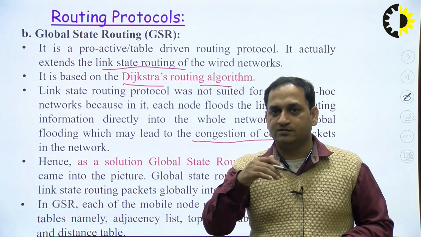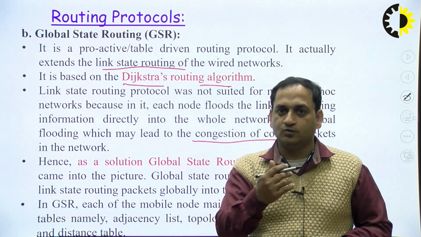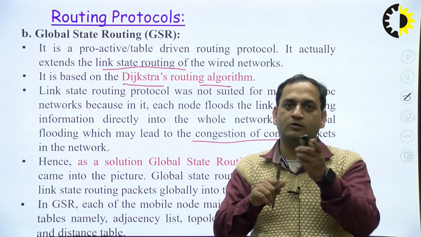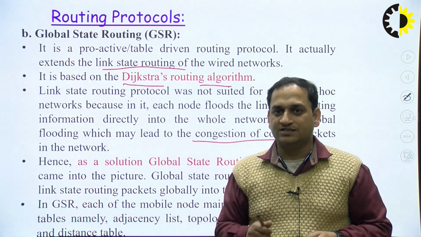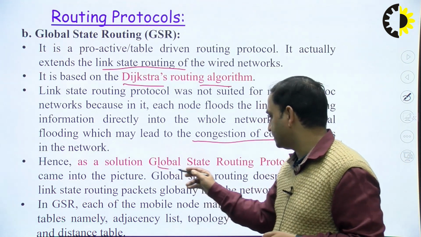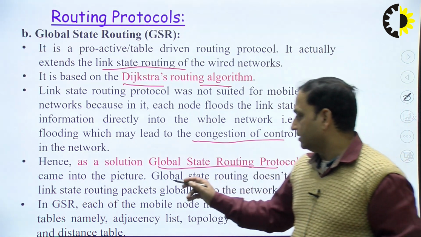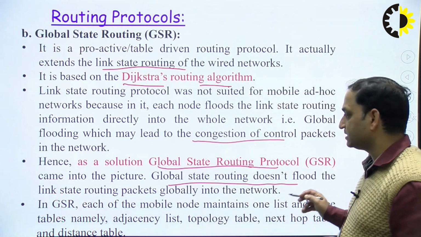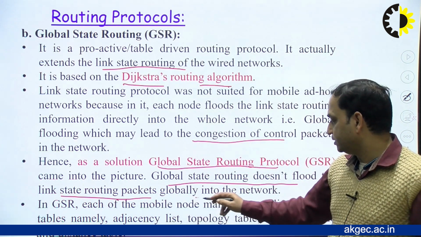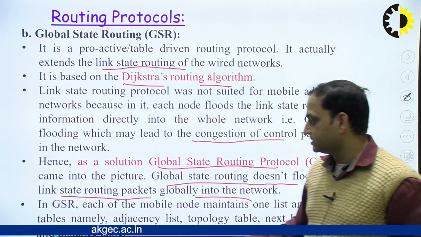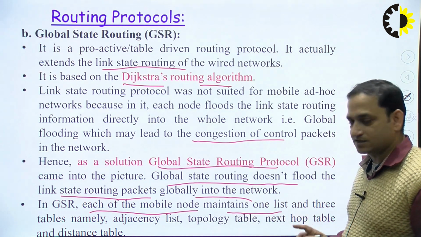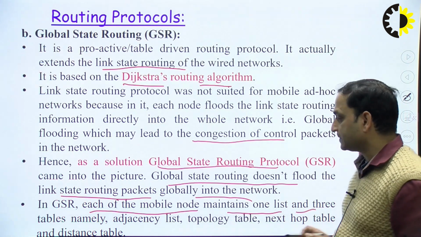If one node is transmitting or broadcasting information to all the users, then for a large network, what will happen? Congestion will occur. To avoid this situation, we have the global state routing protocol, which doesn't flood the link state routing packets globally into the network. What happens in GSR? Each mobile node maintains one list and three tables.